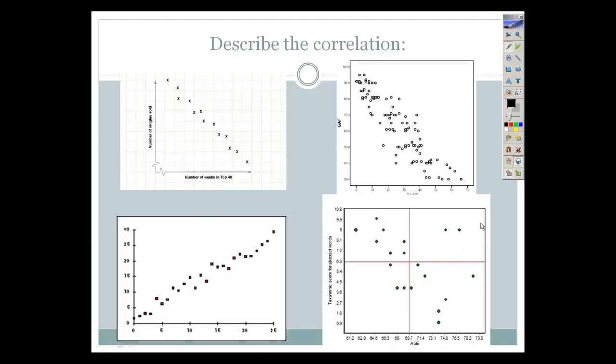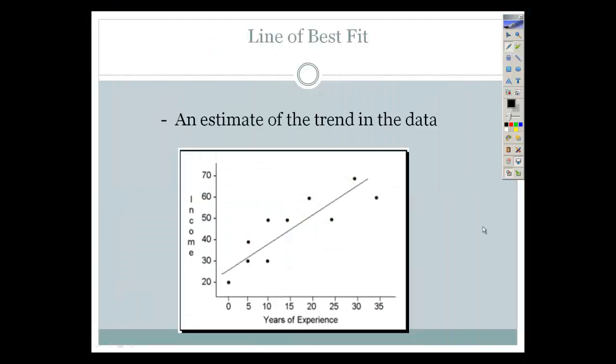So let's take a look at some of our stuff here. This is considered a line of best fit. It's an estimate of the trend in data. They're going to give you a graph with just the points on it, and we're going to put a line through as many points as we can, or at least have as many above the line as below the line. We're going to do our best to do that.